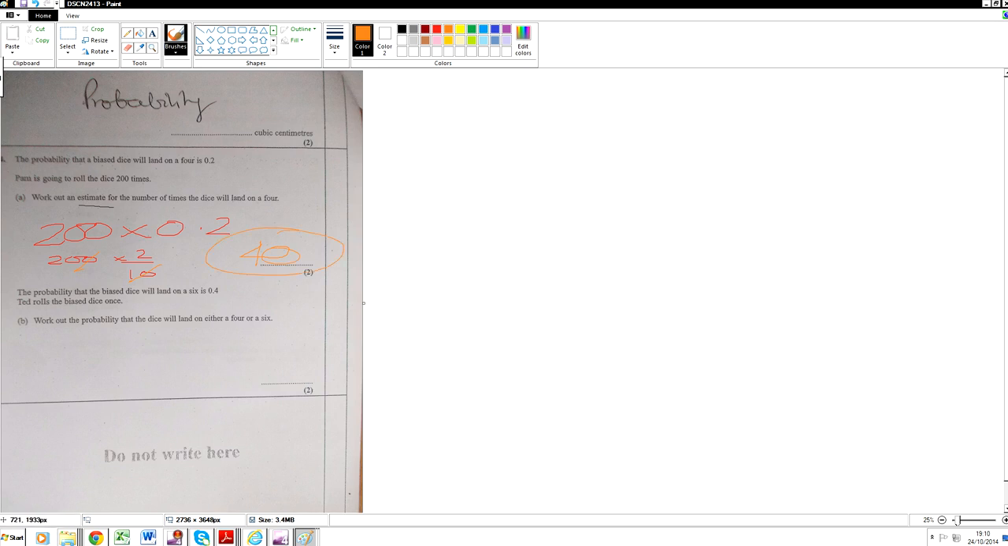Sorry. The probability that the biased dice will land on a 6 is 0.4. Ted rolls the biased dice once. Work out the probability that the dice will land on either a 4 or a 6. So if you look at the language of this particular question, the probability of a 4 or the probability of a 6. What was the probability of a 4 earlier? 0.2. And the mention of "or" means plus.